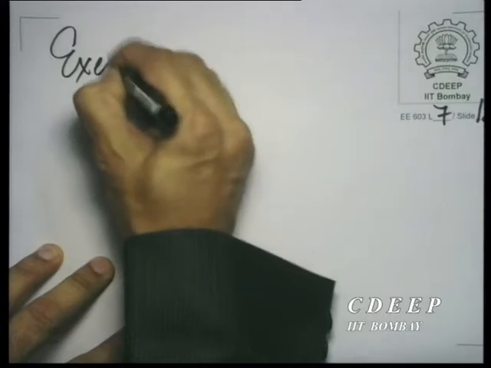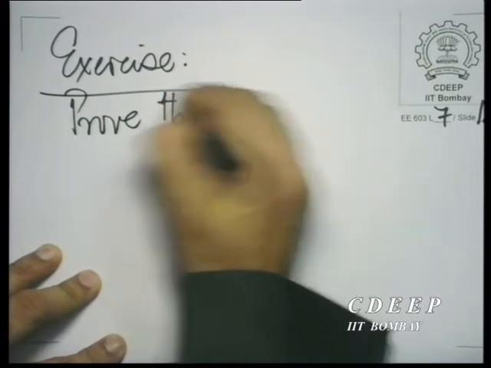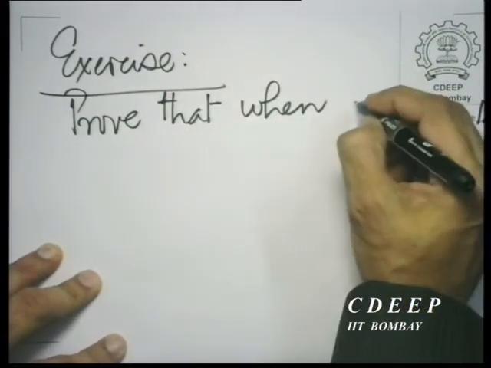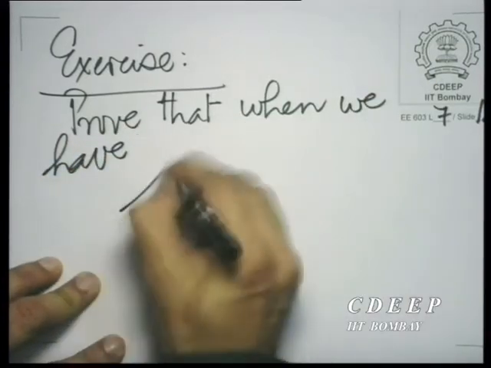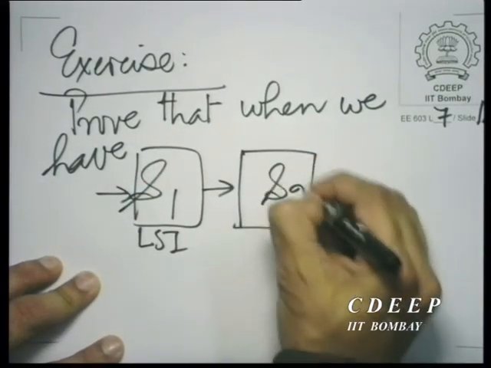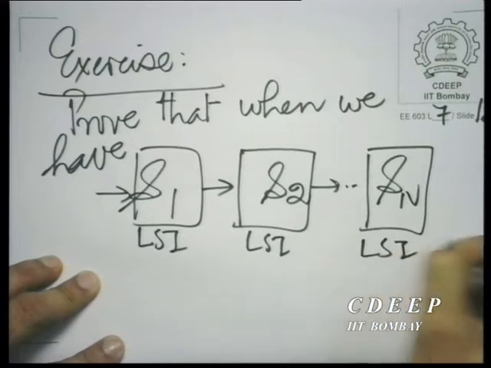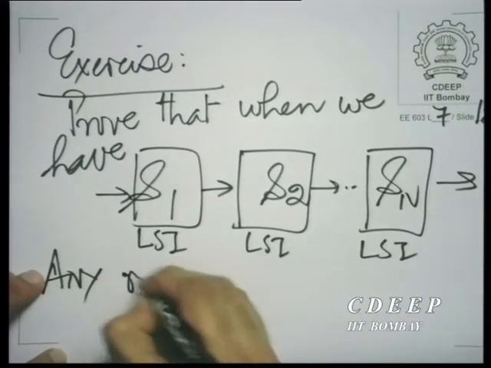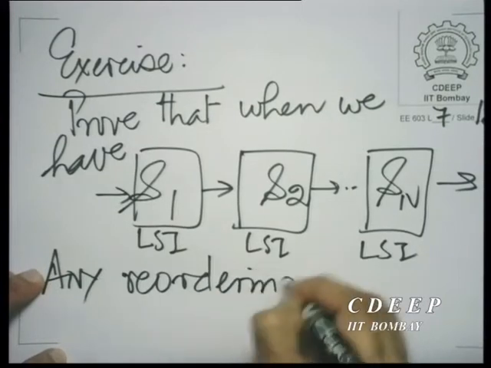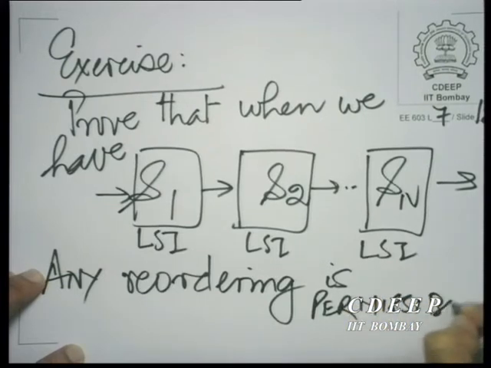Now, I leave it to you as an exercise to prove the following. Prove that whenever we have multiple LSI systems in cascade, let us say capital N such systems in cascade, any interchange, any reordering is permissible. In other words, the order does not matter.